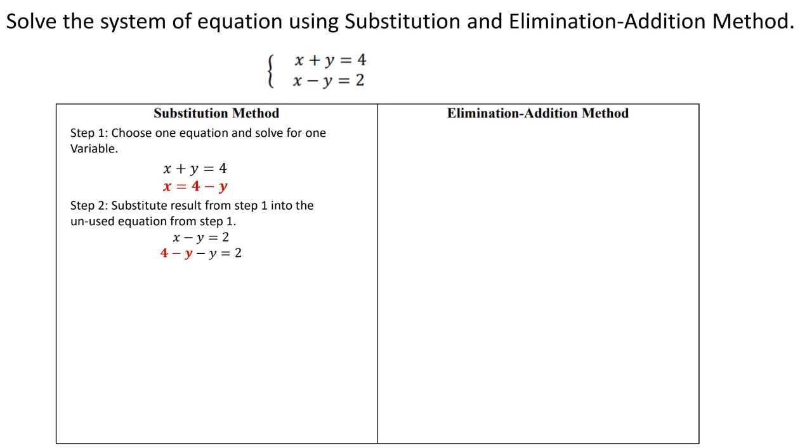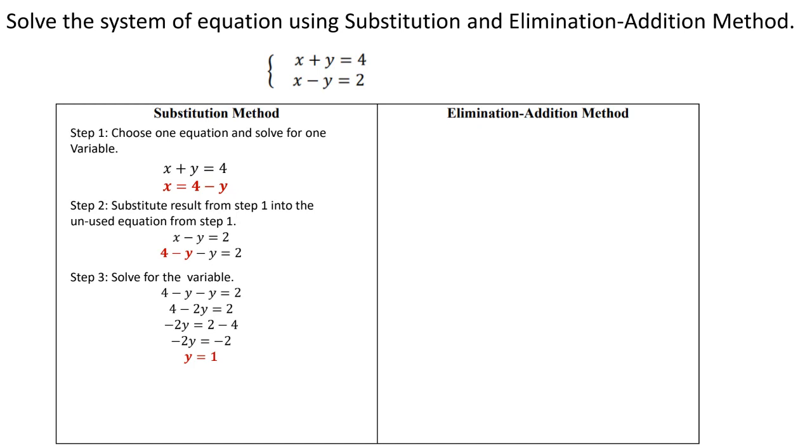So step 2, we want to take the result, which I have here in red, and plug it into the unused equation from step 1. So notice that we didn't use x minus y equals 2. So I'm going to go ahead and use that equation. Anywhere I see an x, I'm going to substitute 4 minus y, and then I have minus y equals 2. So this process is helping us to solve for at least one of the variables.